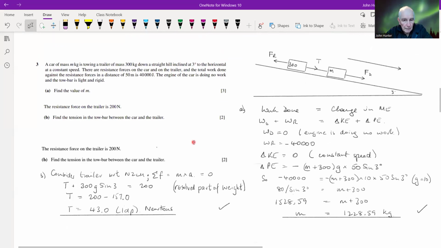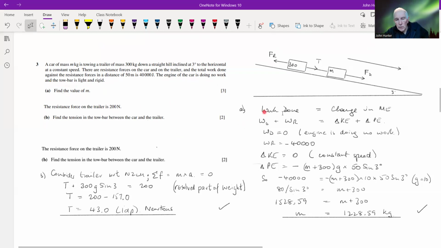Right, number 3. Okay, we're back to work and energy on this. A car of mass m kilograms is towing a trailer of mass 300 kilograms down a straight hill inclined at 3 degrees to the horizontal at a constant speed. There are resistance forces on the car and the trailer, and the total work done against those forces in 50 meters is 40,000 joules. The engine of the car is doing no work. Interesting, so kind of coasting down there. And the tow bar is light and rigid. Find the value of m.